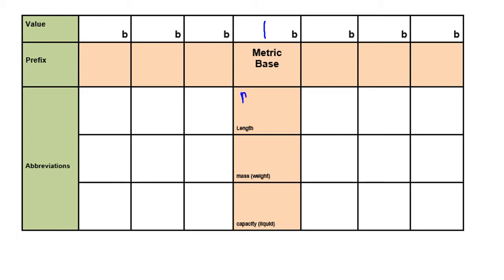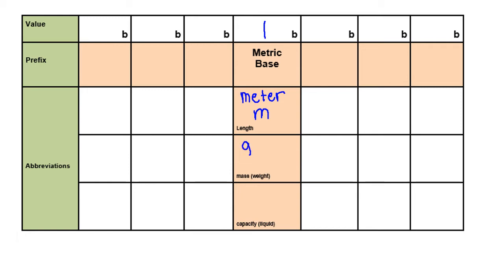The length is called a meter, and it has an abbreviation of M. Now, a meter is basically about 39 inches, but if you look at any doorknob, you'll see that from the floor to the doorknob, it is very close to being 1 meter long.